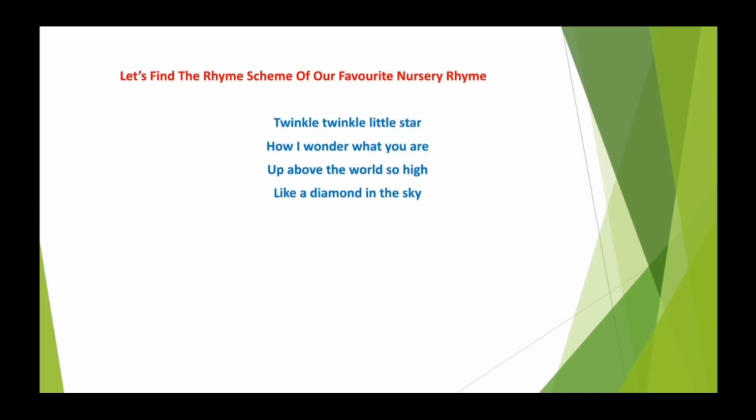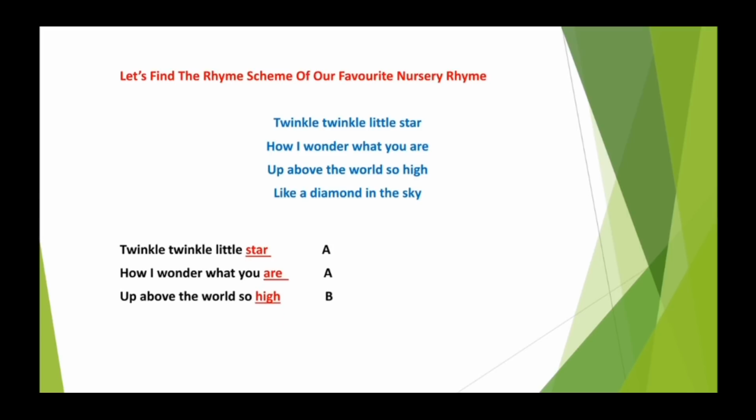Okay, now do you remember your favorite nursery rhyme? Twinkle, twinkle, little star, how I wonder what you are, up above the world so high, like a diamond in the sky. Now we all have learned this poem, but now we will find out the rhyme scheme of this poem. Twinkle, twinkle, little star. So here we can see star, so we will give letter A. Now for the second line, how I wonder what you are. Now R is rhyming with star. So again A.